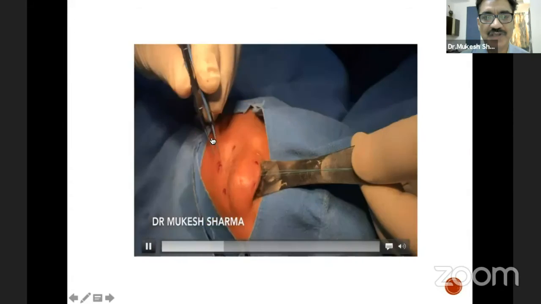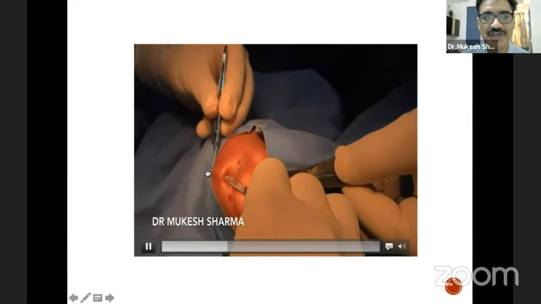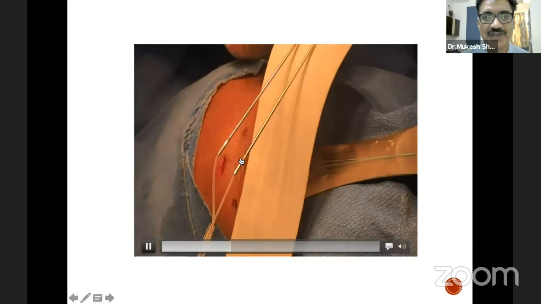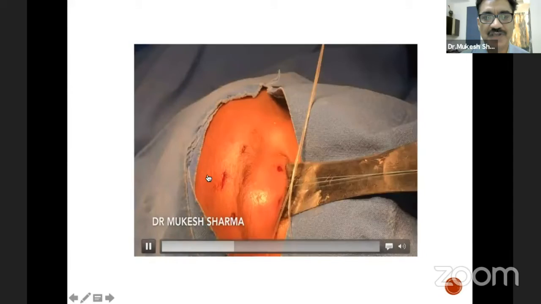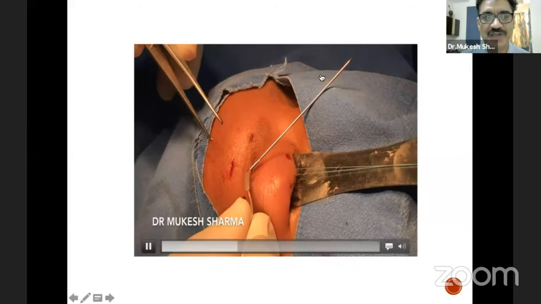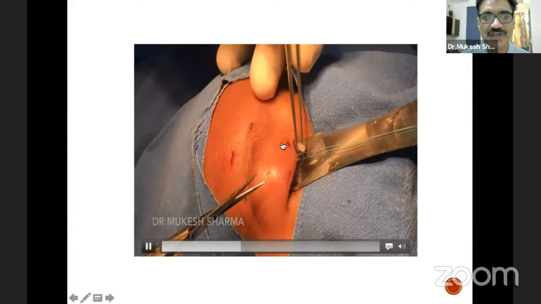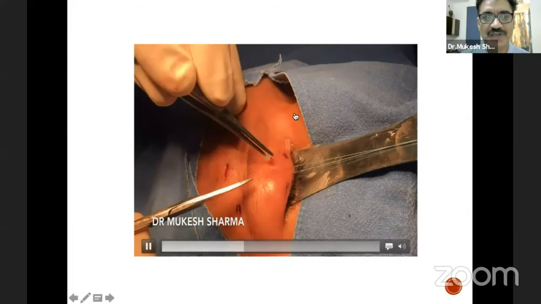Now it is very important to have a tunnel here so that you can bury your end of silicone. So it is very important to have a long tunnel. By making this long tunnel, you will be reducing chances of extrusion. Now, it is ideal to use both the needles in one eye. I have seen people using one needle per eye, but ideally you should be using both the needles.